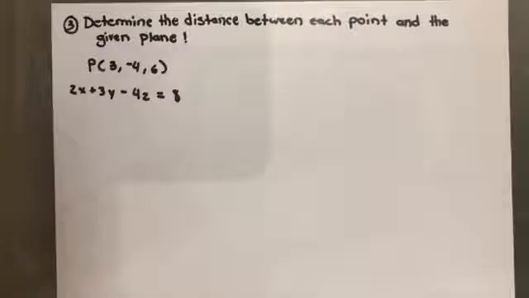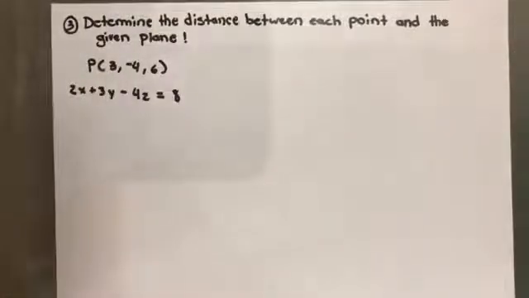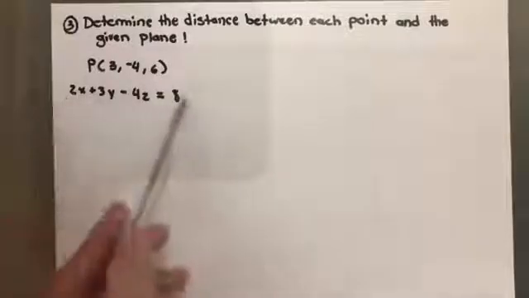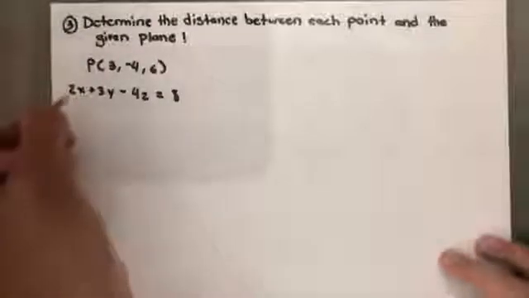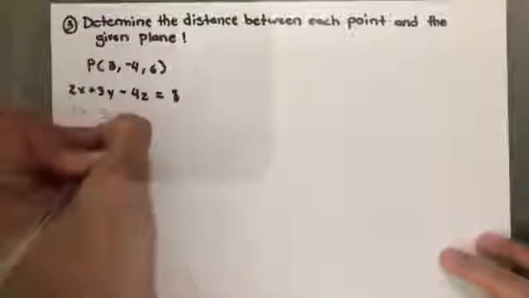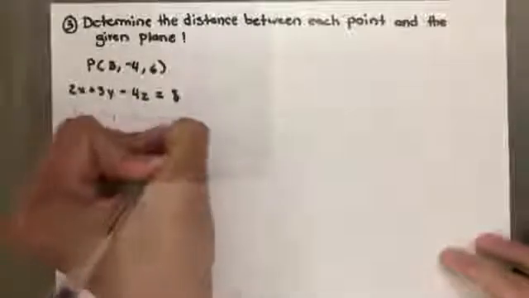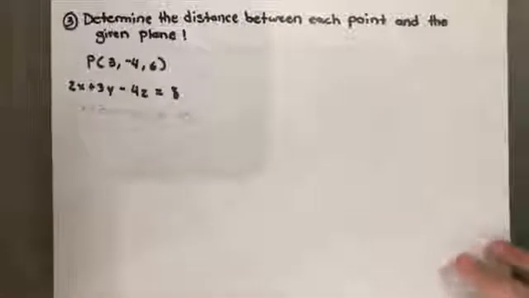The question is, determine the distance between each point and the given plane. We are given a point P, which is exactly at 3, negative 4, 6. We're also given a scalar equation, 2x plus 3y minus 4z equals 8. This could also be written as 2x plus 3y minus 4z minus 8 equals 0. All I did was take the 8 to the other side.